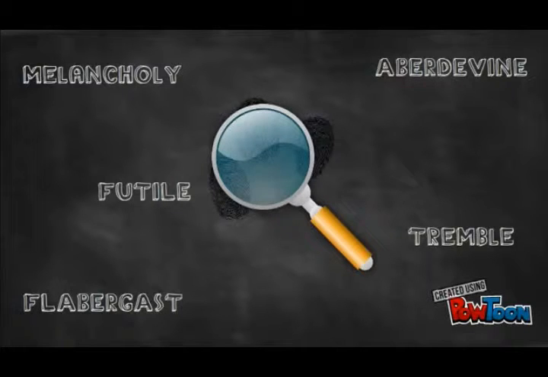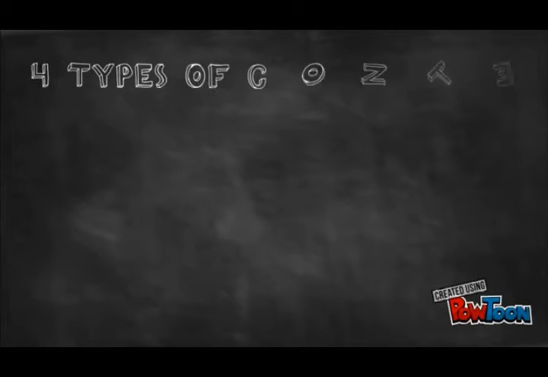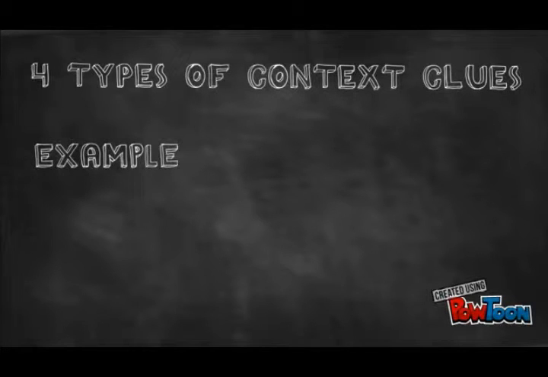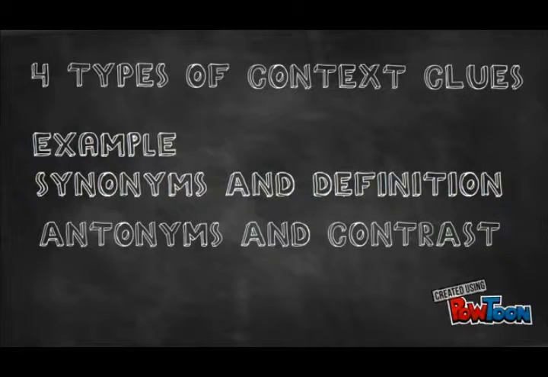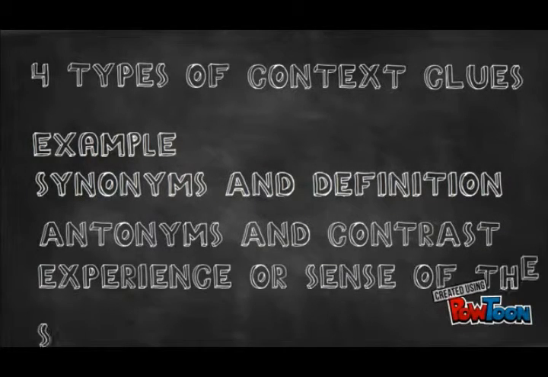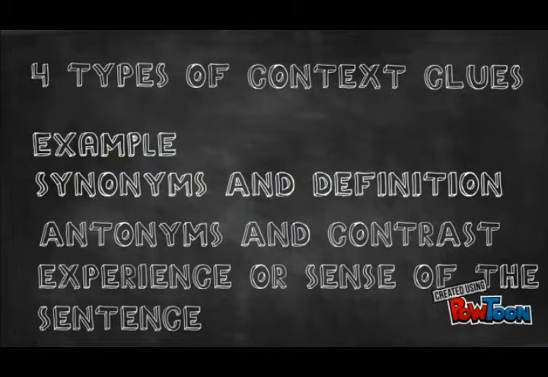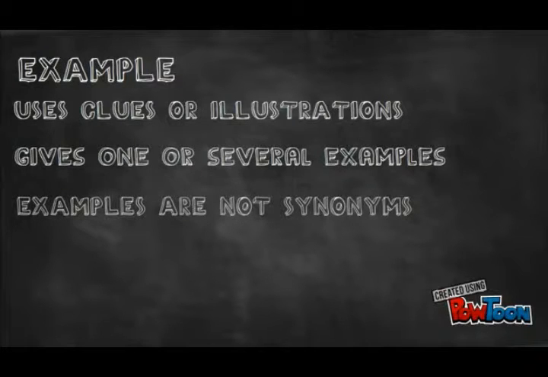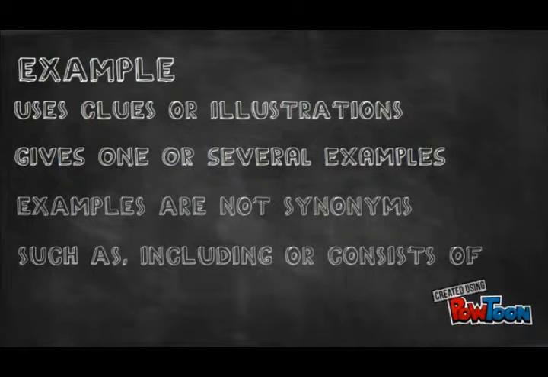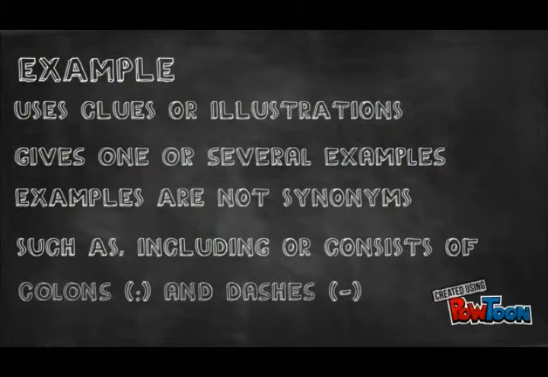Now, there are four types of context clues. These are example context clues, synonyms and definition context clues, antonyms and contrasts context clues, and experience or sense of the sentence context clues. In example context clues, the author tries to show what a word means by using clues or illustrations. A writer may give just one example or several. Remember that these examples are not synonyms. Look for words or phrases such as including, or consist of. Colons and dashes can also signal examples.